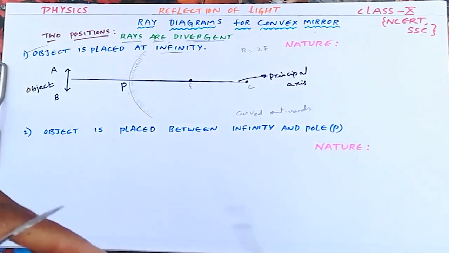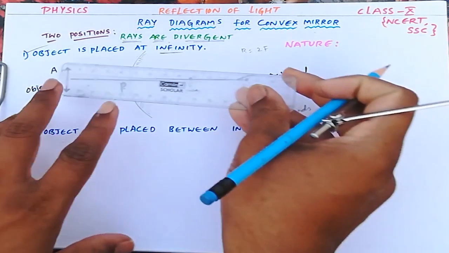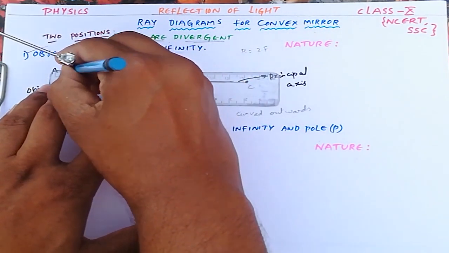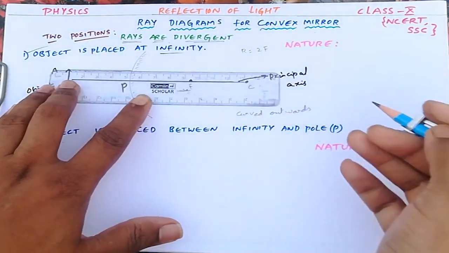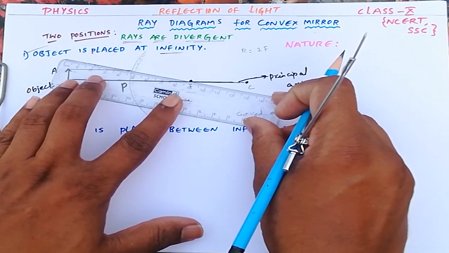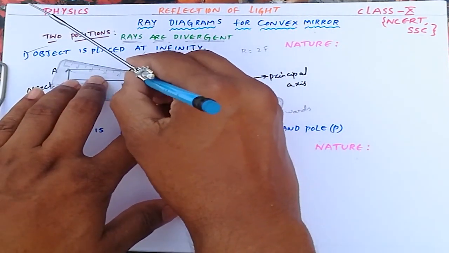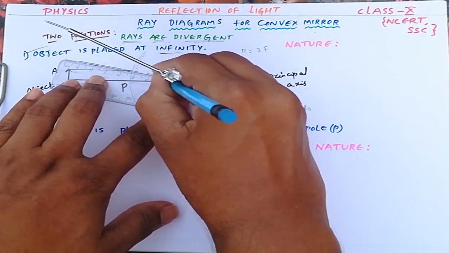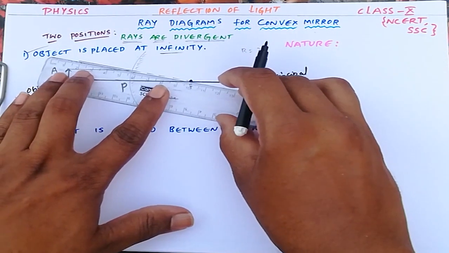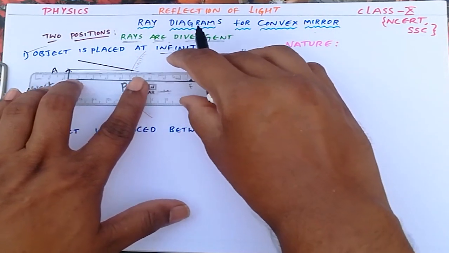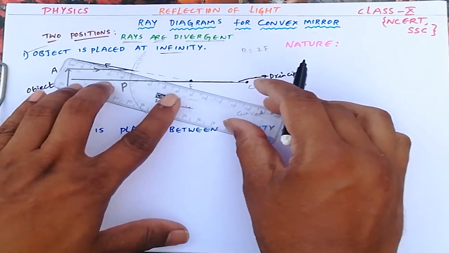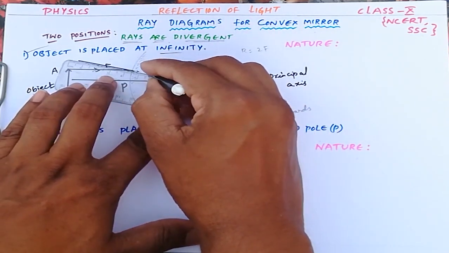Now I'll draw a horizontal line from the top of the object onto the pole, exactly straight, that means parallel to the principal axis. The reflected ray will diverge from the focus. So this is the reflected ray, represented with dotted lines inside the mirror. This is the incident ray, then reflected from the pole. That is always from the focus.